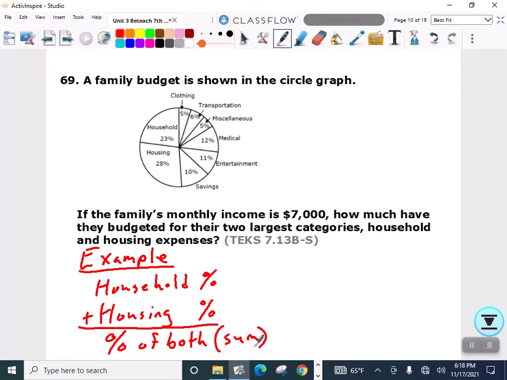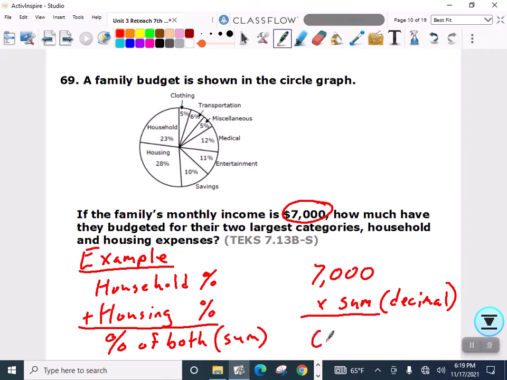Then you take the 7,000, whatever the monthly income is, times the sum in decimal form. And that's going to give you the cost.